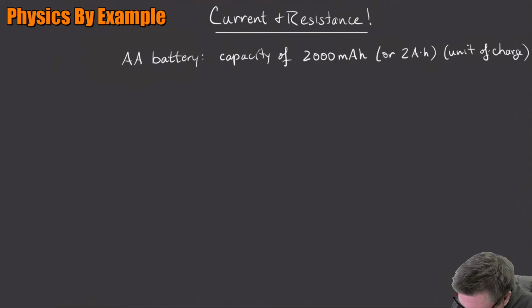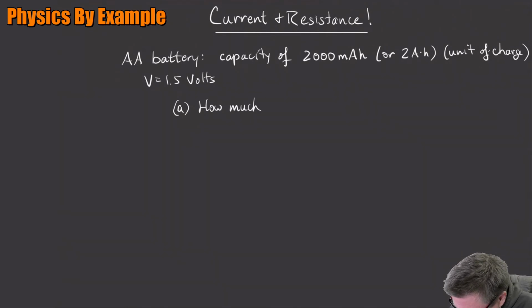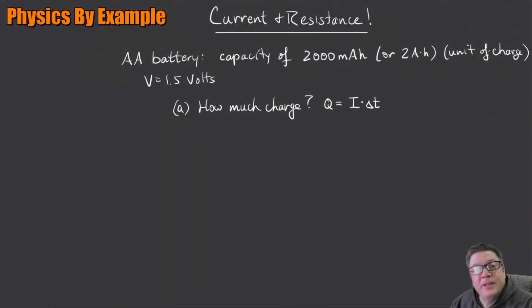Okay, and the voltage of a AA battery is about 1.5 volts. It's supposed to be, anyway. So one thing we might want to know is how much charge. We can figure that out. So Q, the amount of charge stored, is just going to be current times the amount of time.